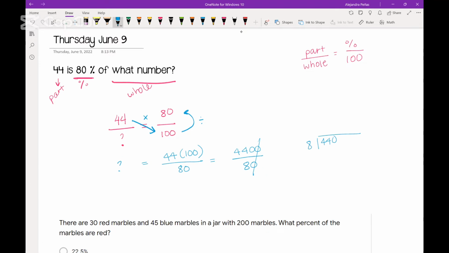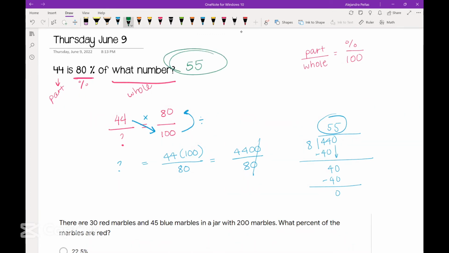8 fits into 44 5 times, giving you 40. Subtract, it's going to be 4. Bring down the 0. That's going to be 5 once again. So your final answer ends up being 55. So 44 is 80% of 55.